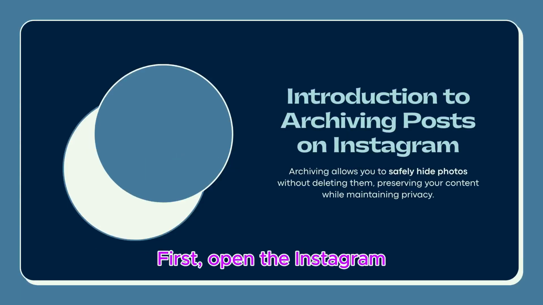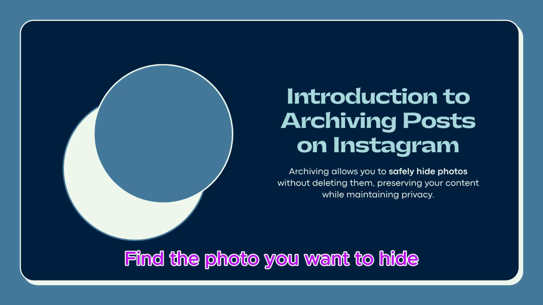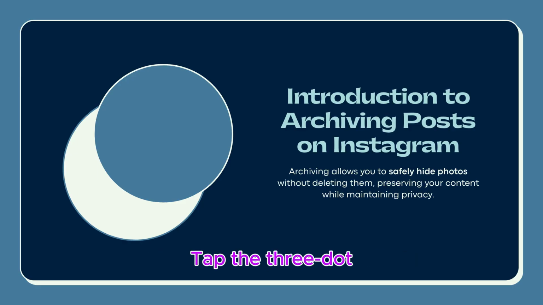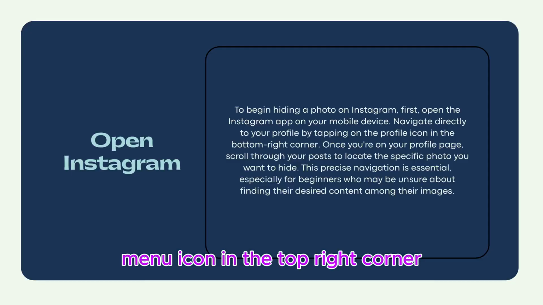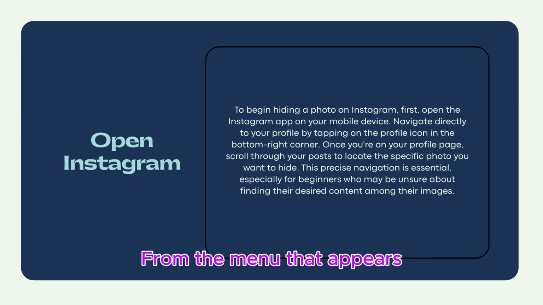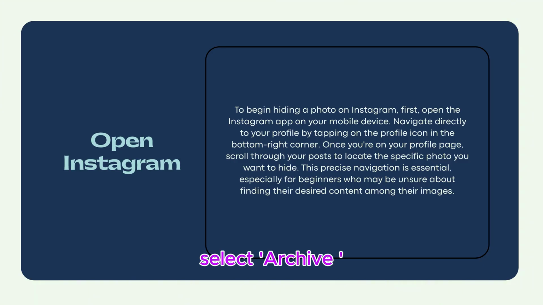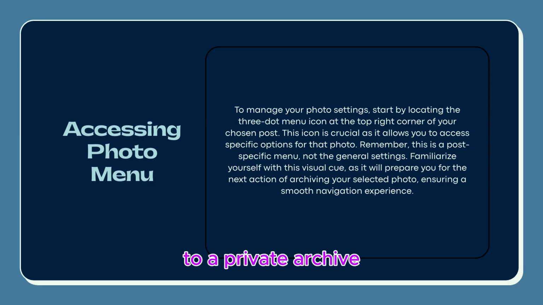First, open the Instagram app and go to your profile. Find the photo you want to hide. Tap the three-dot menu icon in the top right corner of that specific post. From the menu that appears, select Archive. The post will immediately be removed from your public profile and moved to a private archive.